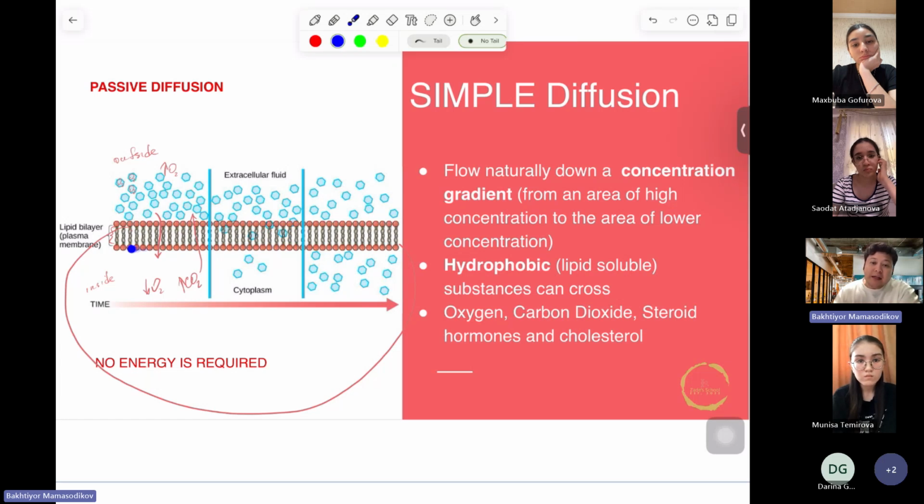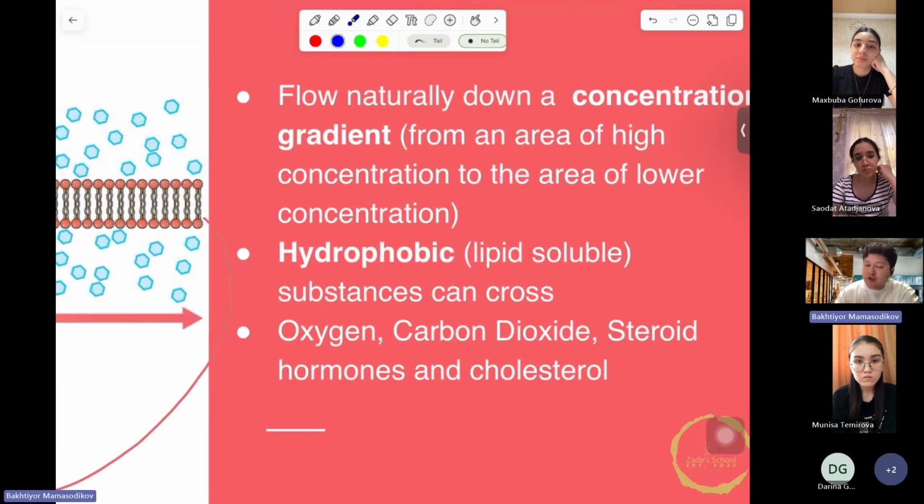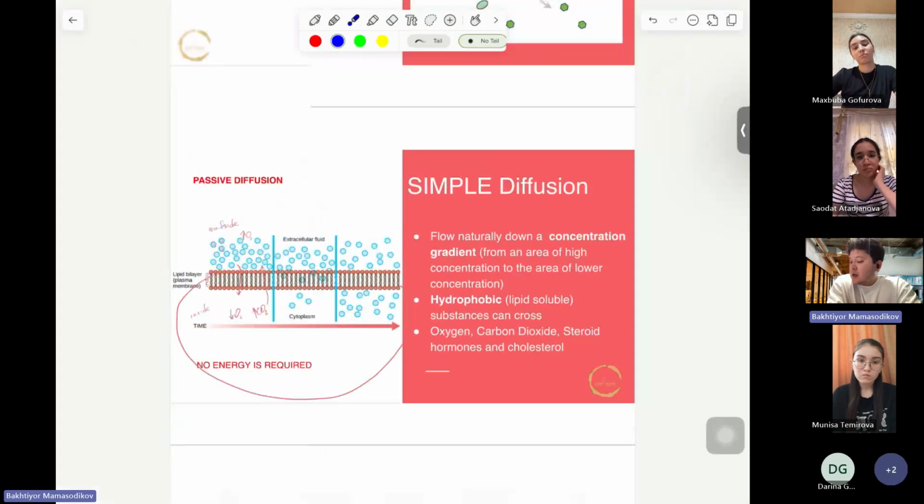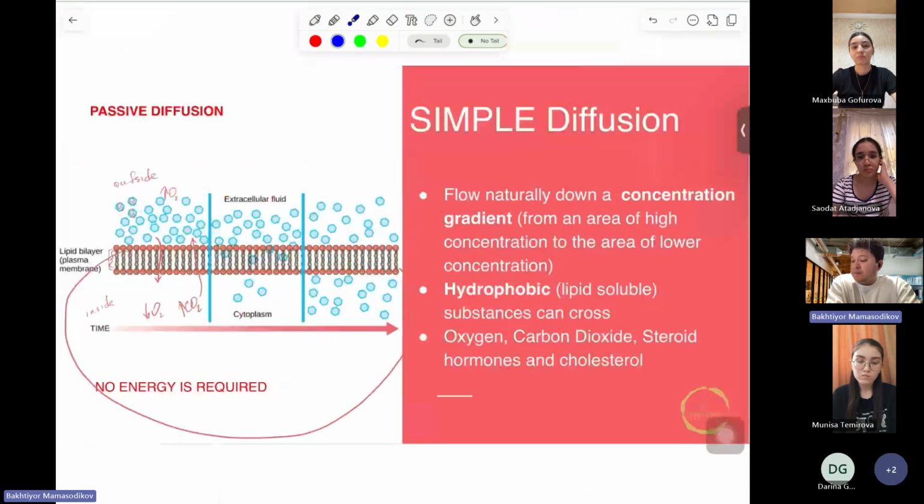Okay, and what are the examples of simple diffusion? The first one is oxygen. The second is carbon dioxide. And then steroid hormones and cholesterol. Those are the examples of simple diffusion. Any questions?